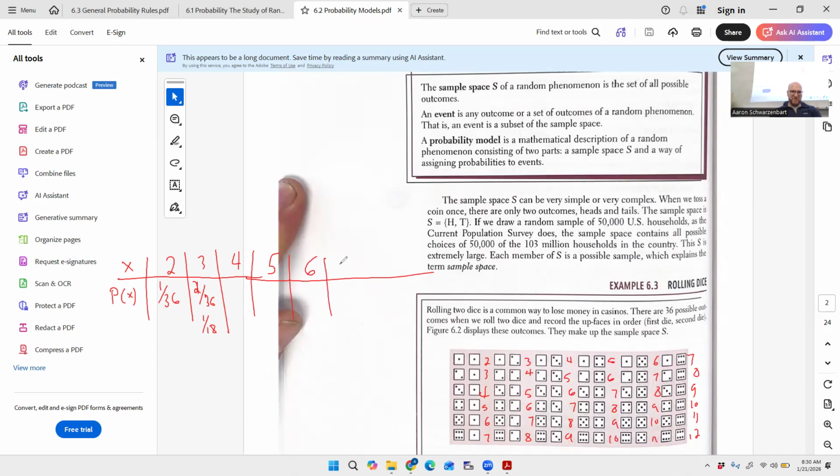What's 4? 3 out of 36, which is 1/12th. 5, 4 out of 36, 1/9. 5 out of 36. 6 out of 36. 1/6. What about 8? No, it's 5. It's silly. Oh, yeah, count the 8s. There's 5 of them. It starts going back down.